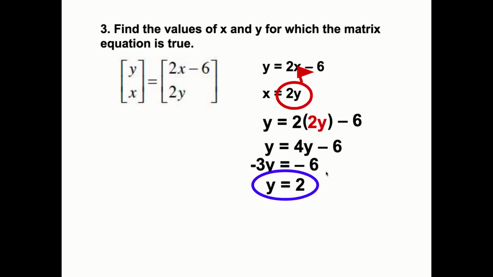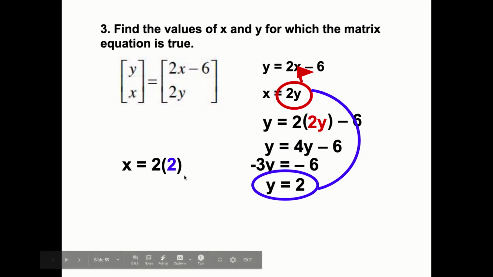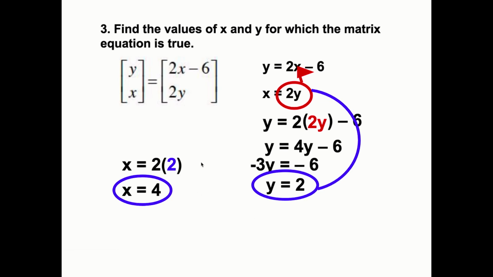And then divide by negative 3, I'm going to get y equals 2. So I found y, but I still have to find x. So you're going to plug this in, going circle to circle. So x equals 2 times y, and y is 2. So x equals 4. And then you're done.